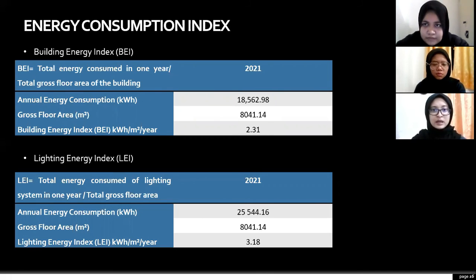Okay, next is energy consumption index. The energy consumption index has the building energy index and the lighting energy index. For the building energy index, from calculation, the building energy index of the Student Residency 3 building is 2.31 kilowatt hour per meter square per year. The best BEI practice recommended by the Malaysian standard is 135 kilowatt hour per meter square per year.